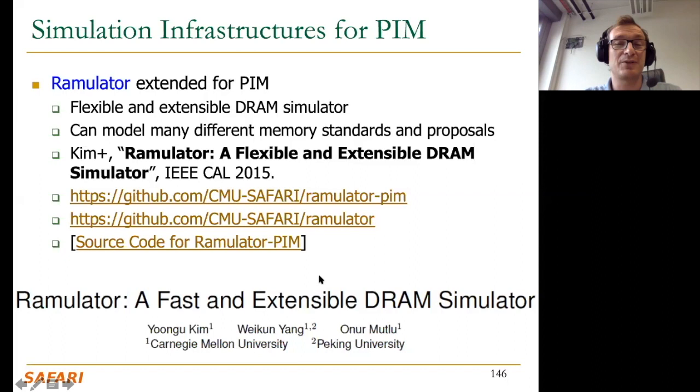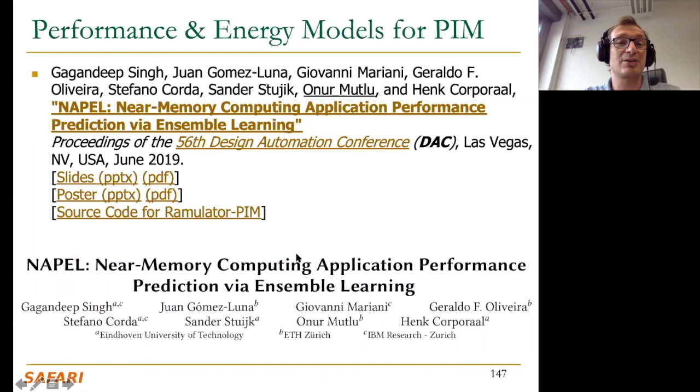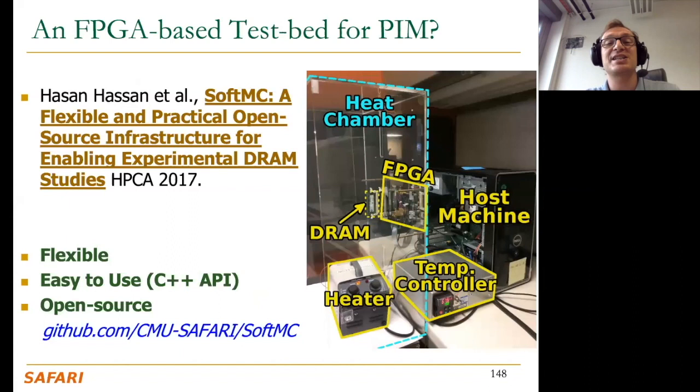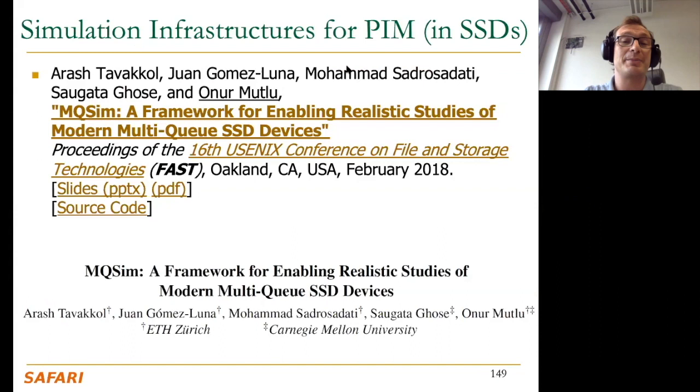And if you actually want to do research, there are a lot of folks out there doing research using Ramulator PIM, for example. And this is the work that introduced Ramulator PIM. This work also looks at performance and energy models for processing in memory, such that you can do early design space exploration and a quick analysis of whether your application would benefit without going into simulation. And I think developing FPGA-based testbeds for processing in memory is important, and we need to do that both for DRAM as well as SSDs, and you can take a look at these things. You can also develop simulation infrastructures for PIM and SSDs.